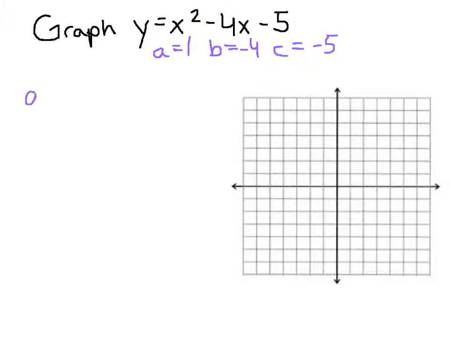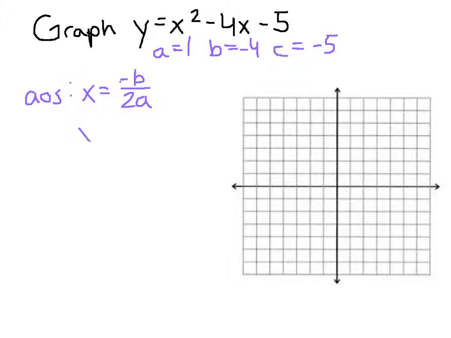So the formula for axis of symmetry is given to you in your notes. It is x equals -b over 2a. So what we're going to do is we're going to take this b value and this a value. We're going to go ahead and plug it into this equation right here.